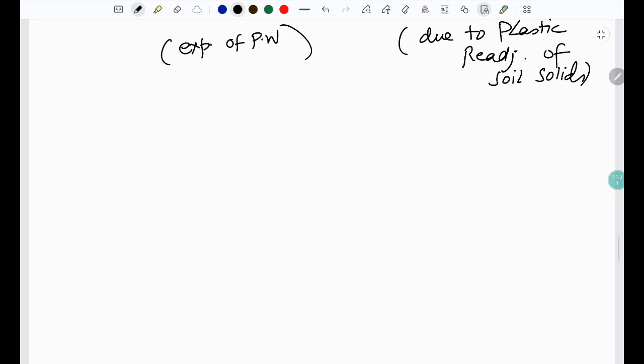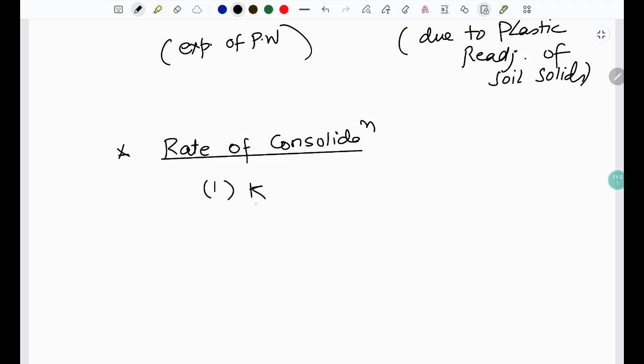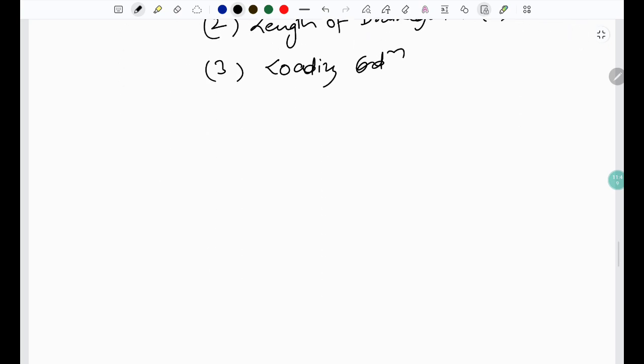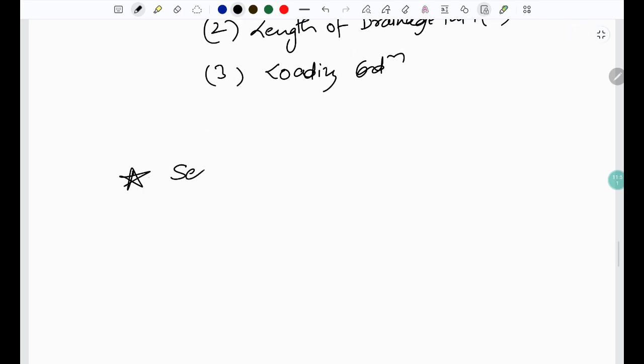Okay, now the rate of consolidation depends upon three factors. The first is permeability of the soil, the second is the length of the drainage path, shown by D, and the third one is the loading condition. Whereas in the secondary consolidation, it starts after primary consolidation.